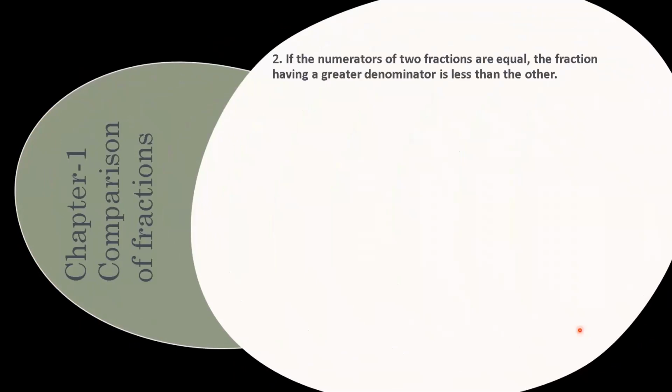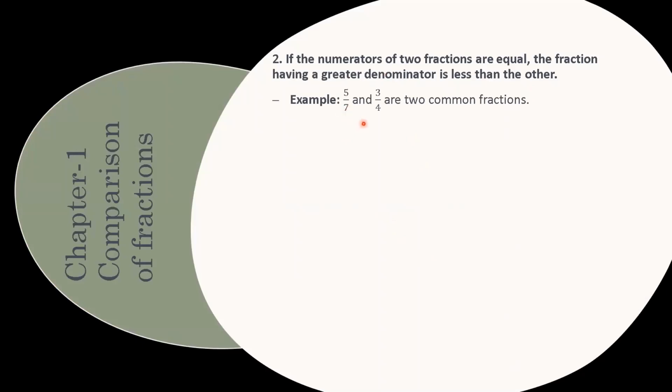Now, my dear students, comparison of fractions again. And this is number 2. If the numerators of two fractions are equal, the fraction having a greater denominator is less than the other. That means this time we have to make the numerators same. So let me show you how it is. This is the example, and the same example we will use.